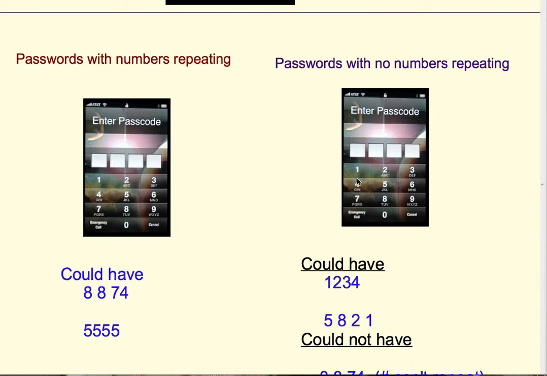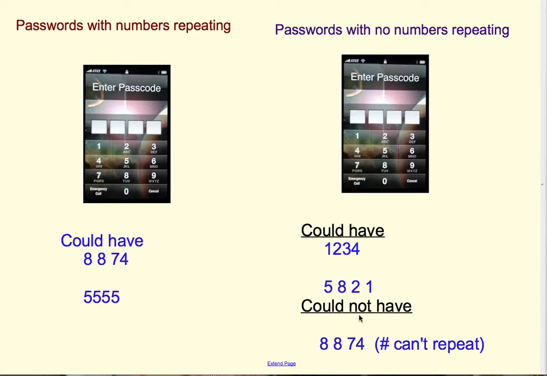The other possibility is that no numbers repeat. If you're looking over my shoulder, you notice I've got 4 digits going in here. Maybe I do the most common one, 1, 2, 3, 4. I could have 5821 as a possibility, and something like 8874 is not a possibility. So for this answer, there's not as many possible. What we're going to do is show you a couple little tricks here on how to do this.